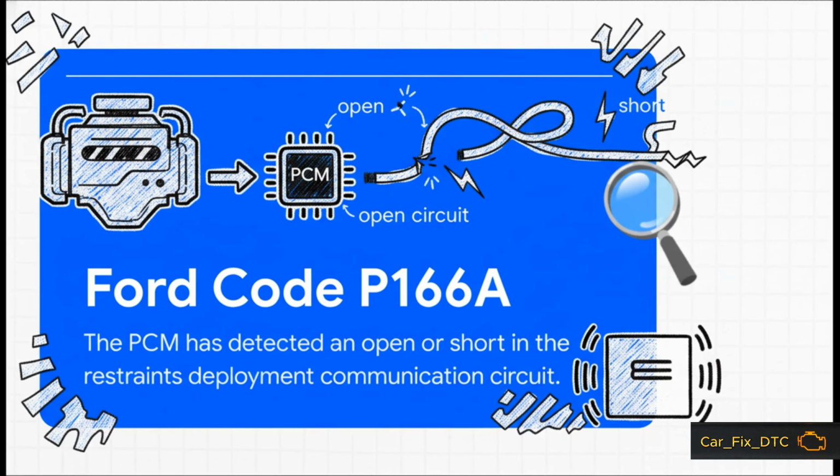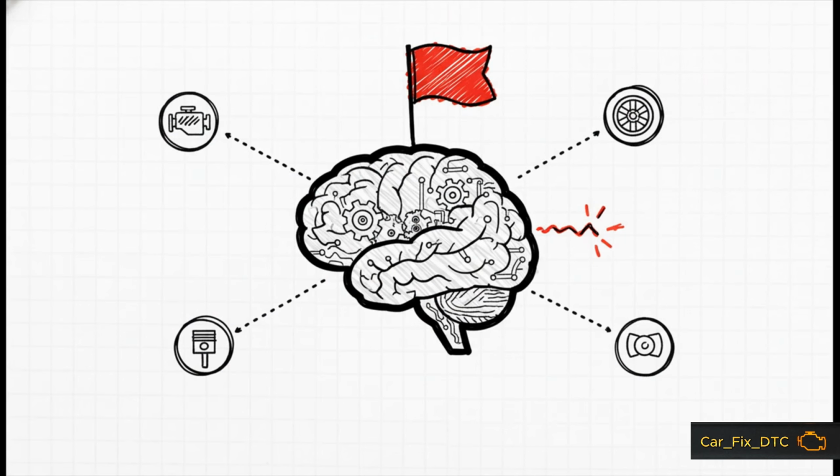Okay, so officially, P166A means the Powertrain Control Module, or PCM, has found an open or a short. But here's the part you really need to pay attention to. It's in the Restraints Deployment Communication Circuit. We're talking about the system that controls crucial safety features, like your airbags. The easiest way to think about the PCM is as your car's brain. It is constantly checking in with every single system, making sure everything's running smoothly.